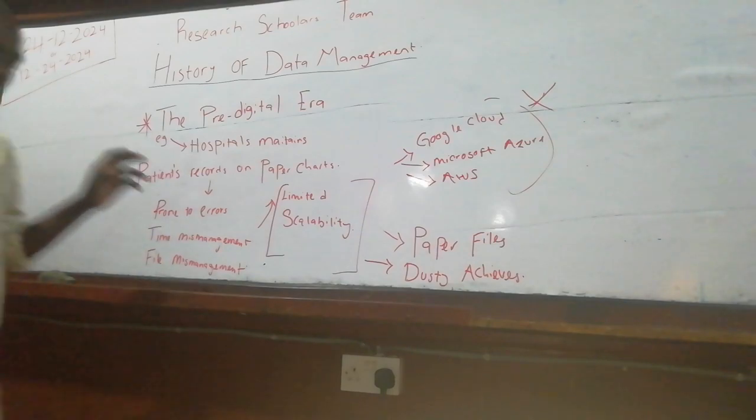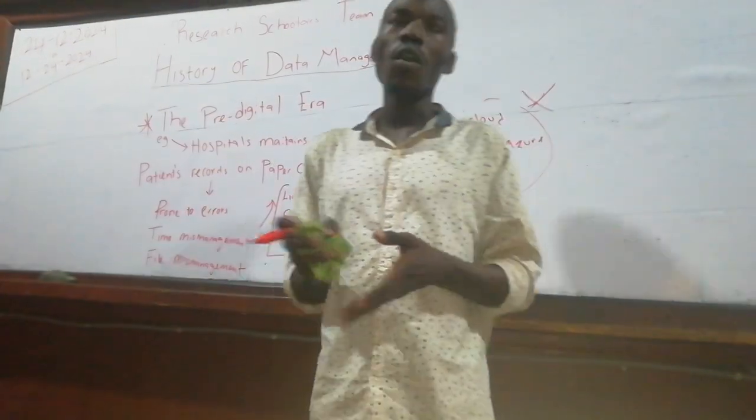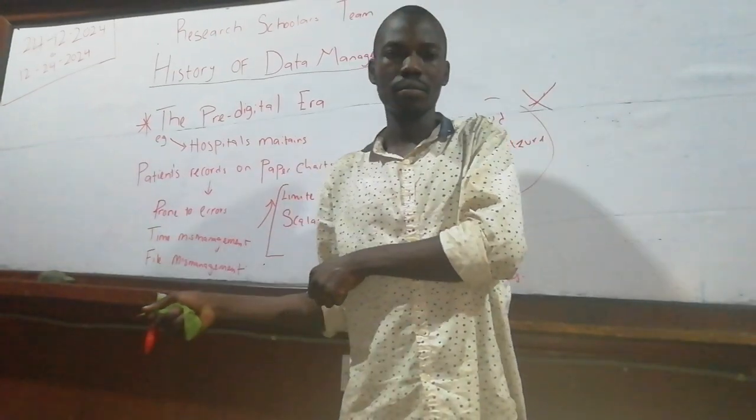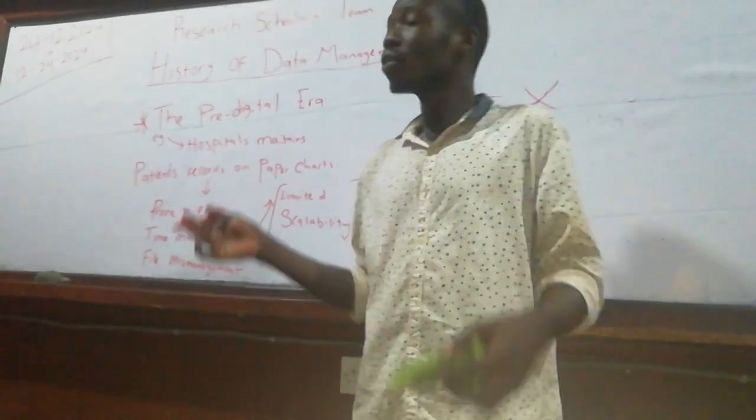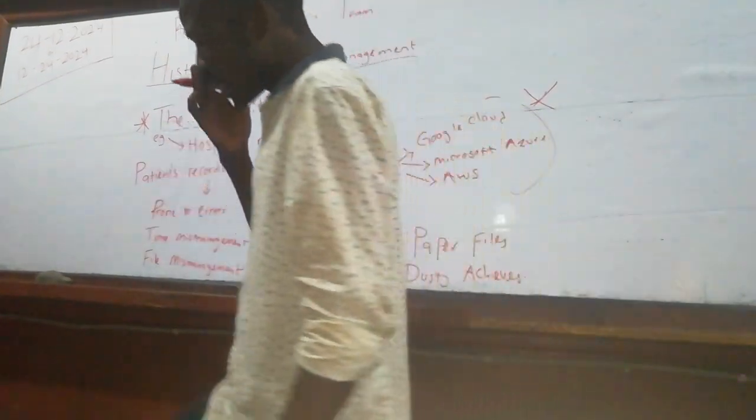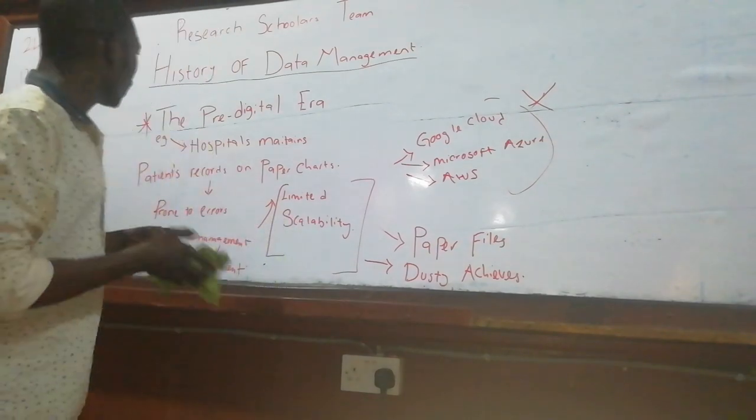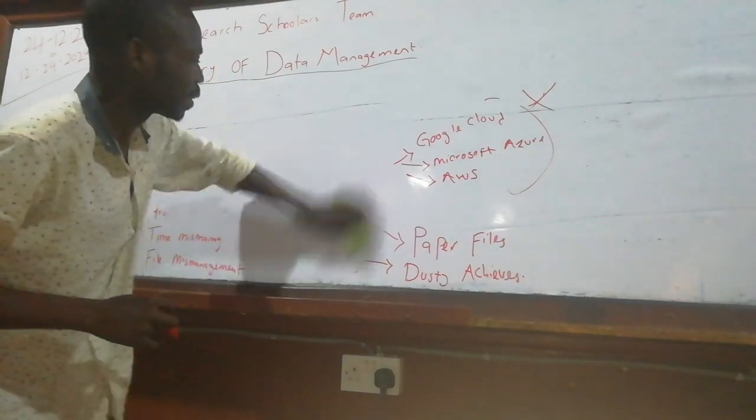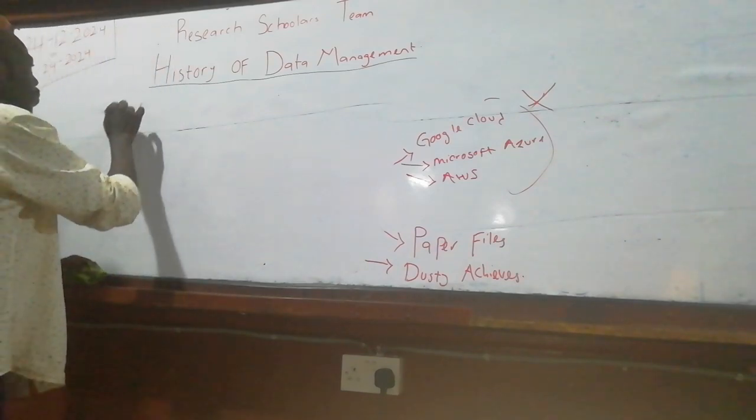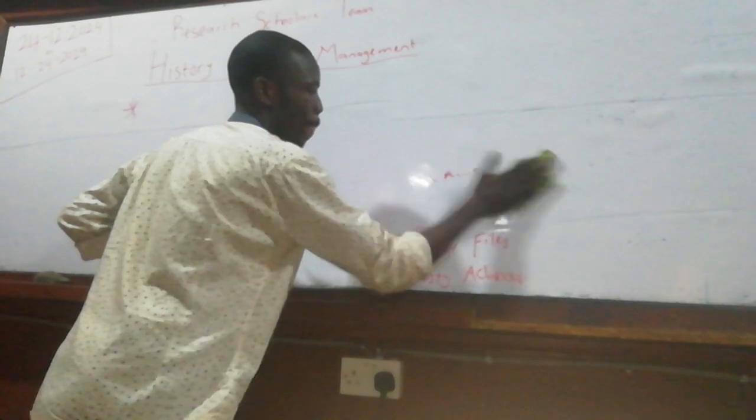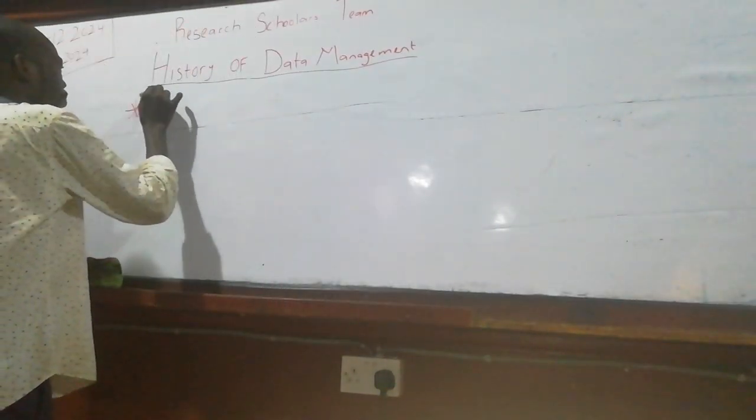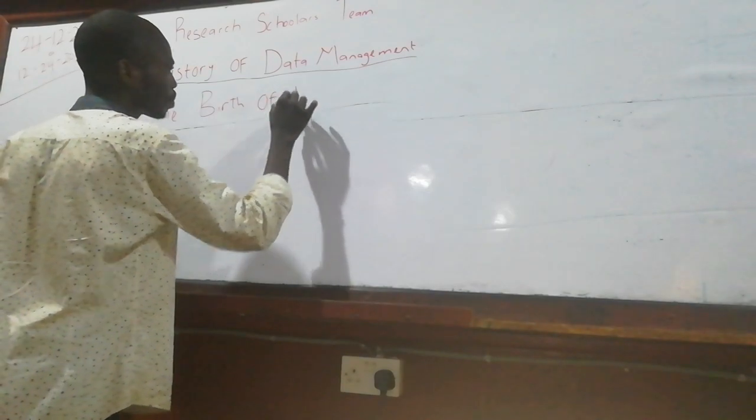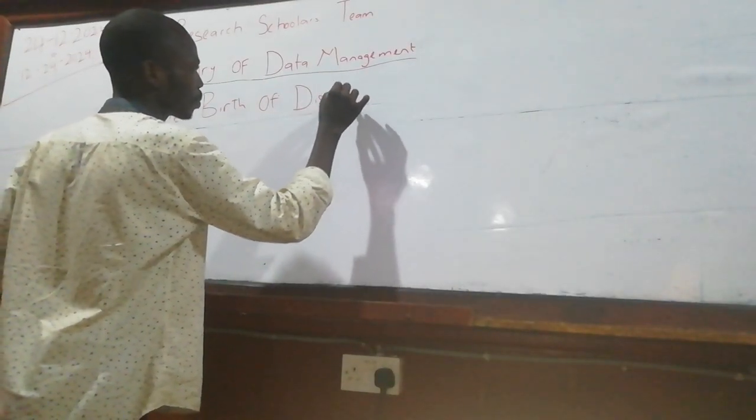So what we're trying to say is during the pre-digital era, before data got digitalized, organizations were actually getting it done. They were getting it done fine, but not in the best, most efficient way. And a prime example during this era is hospitals. So now this takes us to the next era, which is the birth of digital data management.